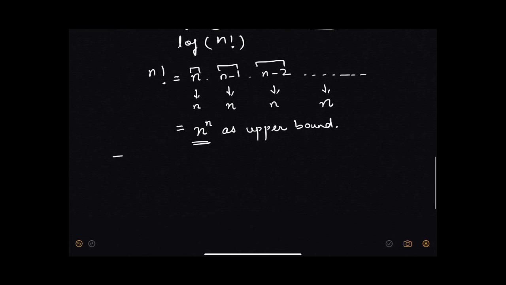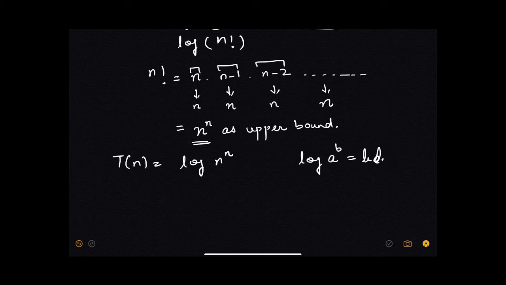So what I can say is T(n) = log(n raised to the power of n). We already know that if there is a log a raised to the power of b, we can write it as b log a. So I can say that this becomes n log n.